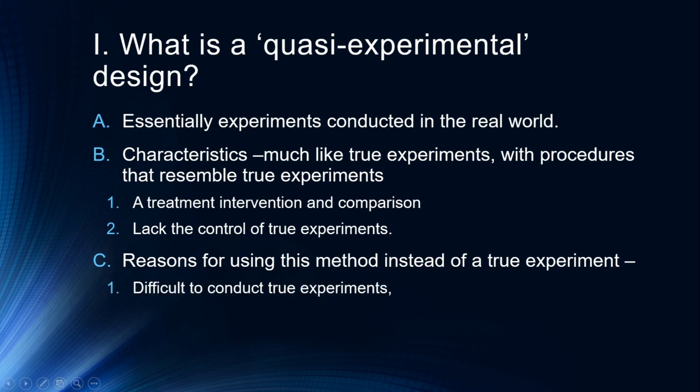So why do we use this instead of a true experiment? Well, oftentimes it's difficult to conduct true experiments. We'll talk about some ways in which that is going to be the case. So for example, to get out of schools, if we are interested in trying to study the effects of changing the speed limit on traffic accident deaths, we can't do that in the lab. I mean, we probably could start with driving simulator studies, but we really need to go out in the real world.